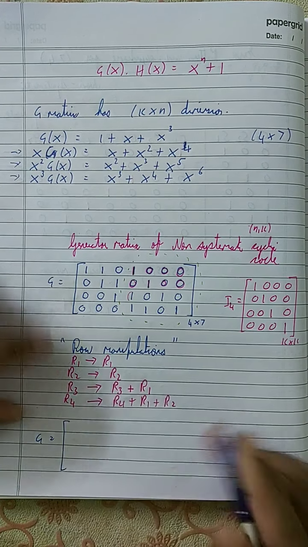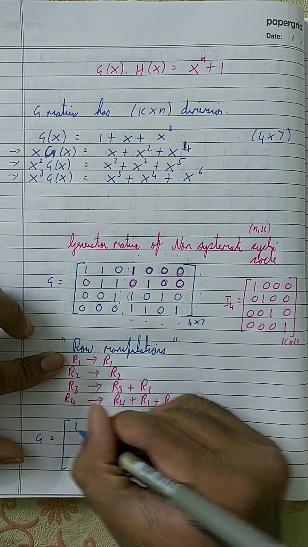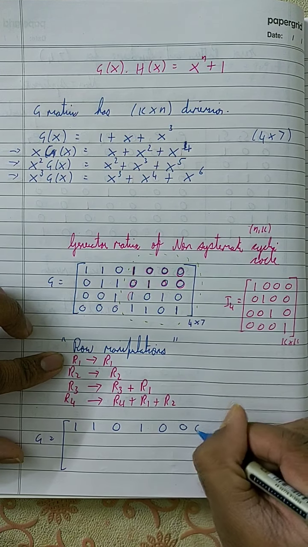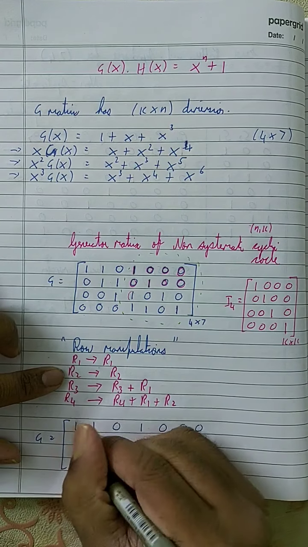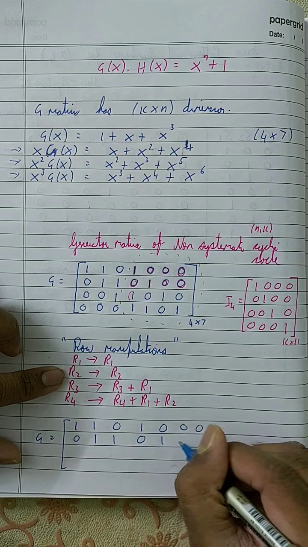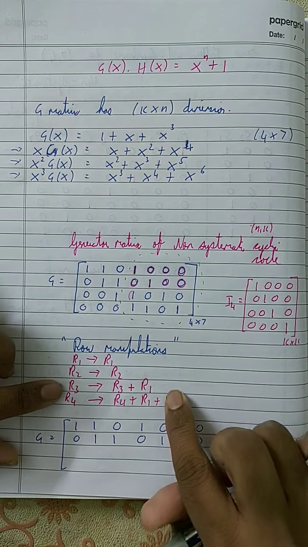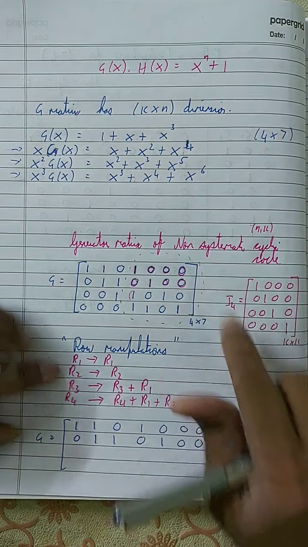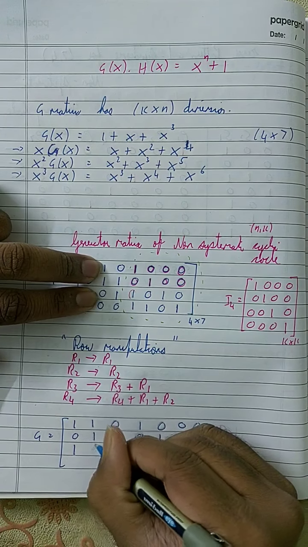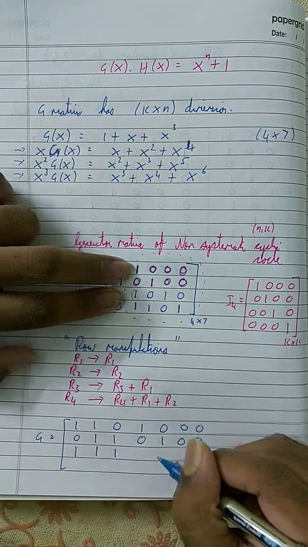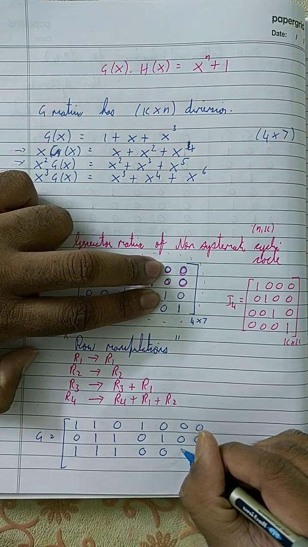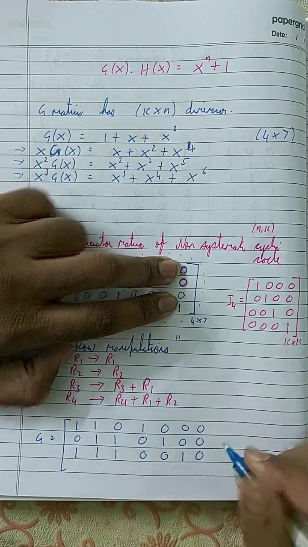So let me see. First row, no change, right? So 1 1 0 1 0 0 0. Second row also no change. 0 1 1 0 1 0 0. Third row is nothing but third row plus first row. So let me add them together. It's 1 plus 0 is 1, 1 plus 0 is 1, 0 plus 1 is 1, 1 plus 1 is 0, 0 plus 0 is 0, 0 plus 1 is 1, 0 plus 0 is 0.